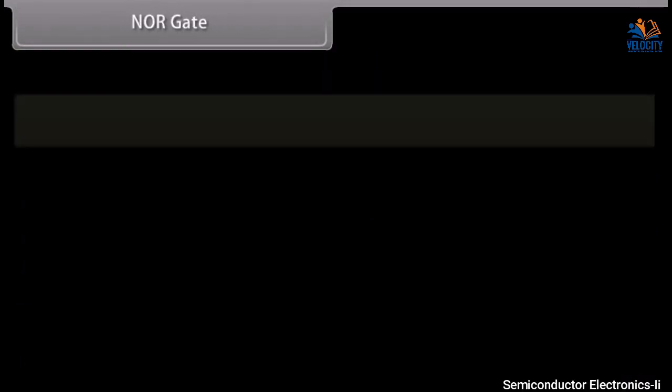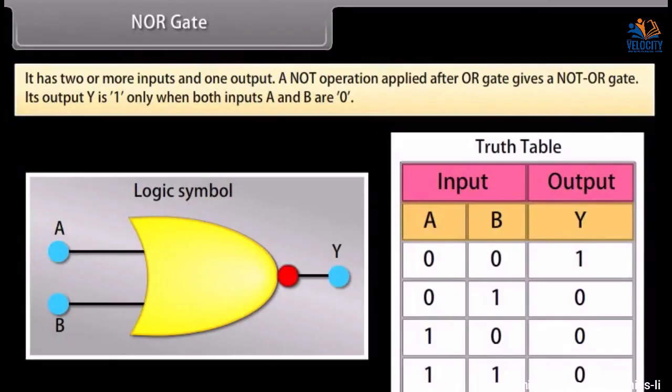NOR gate. It has two or more inputs and one output. A NOT operation applied after OR gate gives a NOT OR gate. Its output Y is 1 only when both inputs A and B are 0.